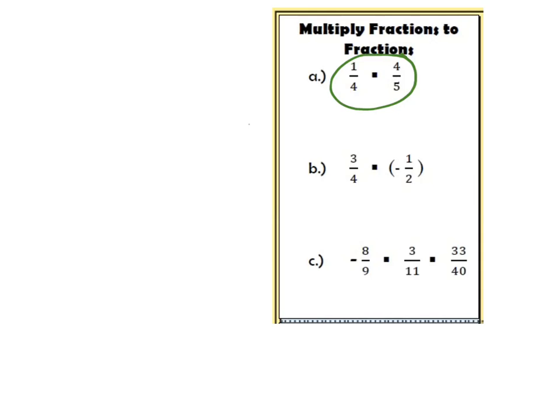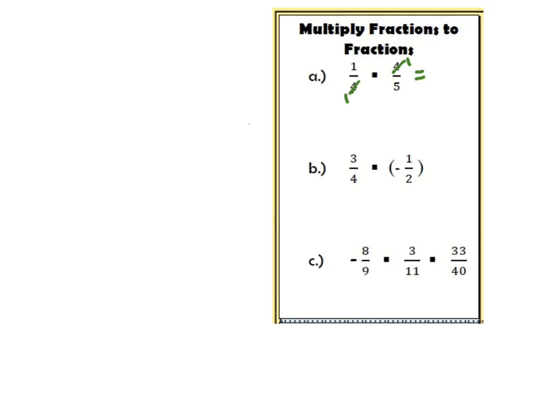You done? Okay. So I have 1/4 times 4/5, and I can cross cancel. The number 4 goes into both 4 and 4. Imagine that. So if I divide 4 by 4, I get 1. If I divide 4 by 4, I get 1.